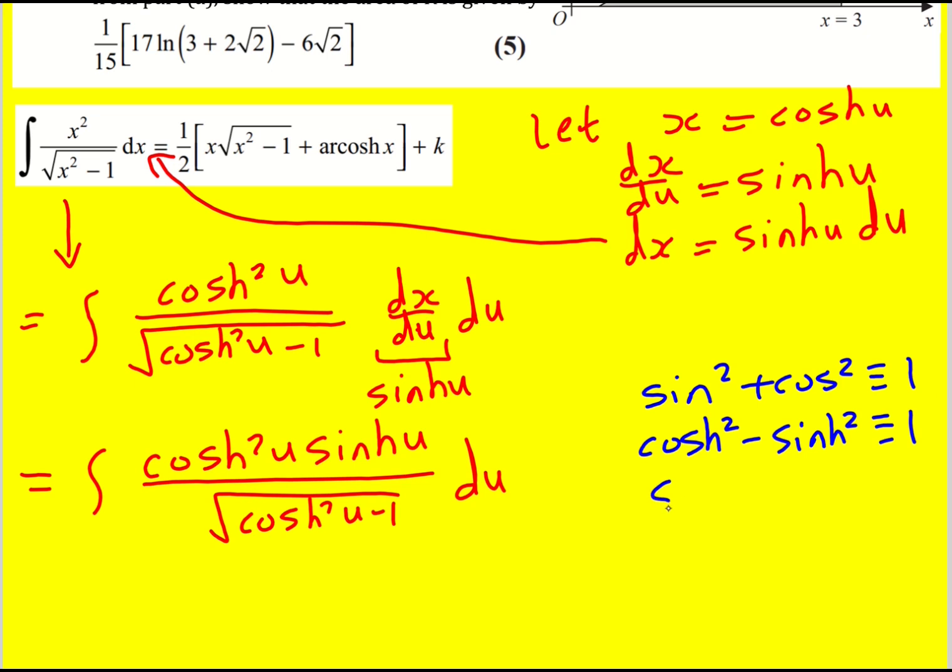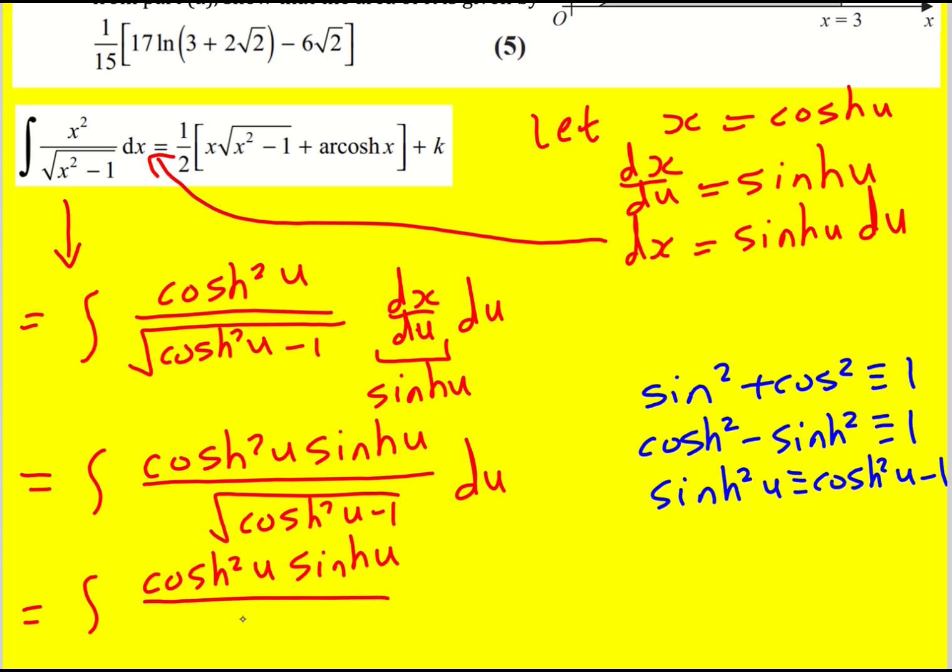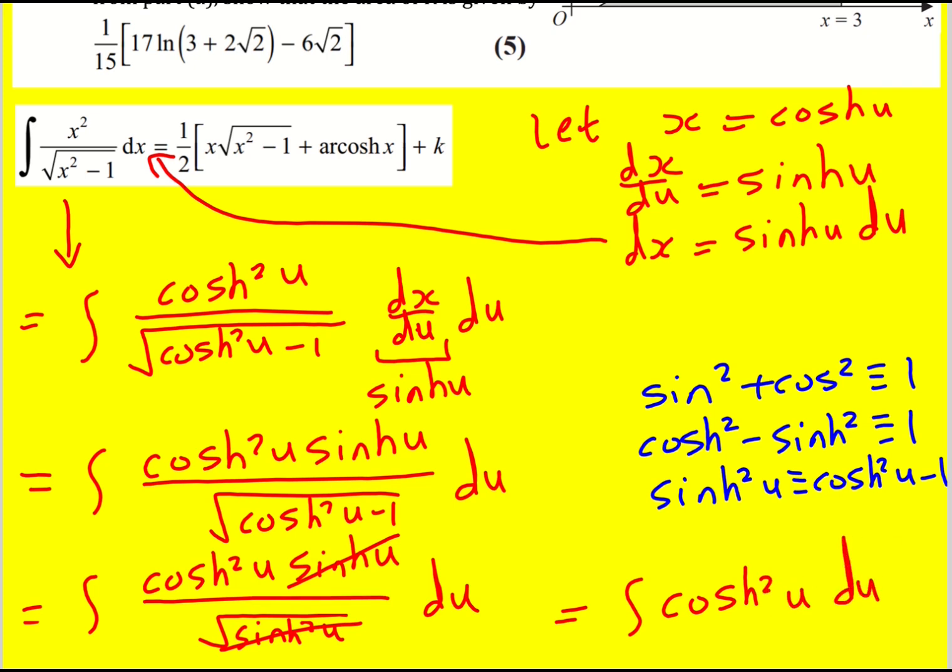And that means that sinh squared u is going to be cosh squared u minus 1. And we can sub that in. So I can put in here sinh squared u du. And then when I square root it, it's just going to become sinh u. They're going to cancel. So now I'm just doing the integral of cosh squared u with respect to u. Of course, I need to get it back in terms of x at the end. That's going to be probably the hardest bit.